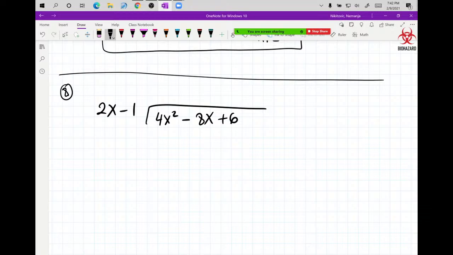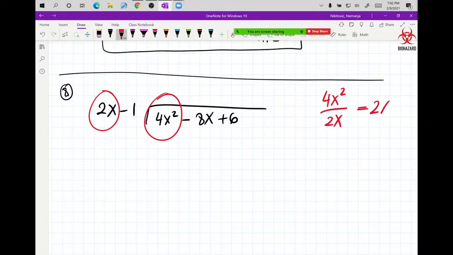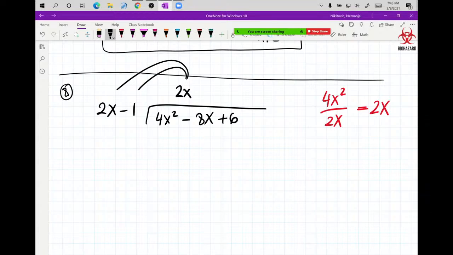Anyway, what do I have here? I have these two puppies. 4x squared divided by 2x, and that cancels down to 2x. So the first one is 2x. It's as simple as that. You look at the leading terms for both, and you divide them on a side, and you get 2x. And now you multiply that 2x into both of these. 2x times 2x is 4x squared minus 2x.